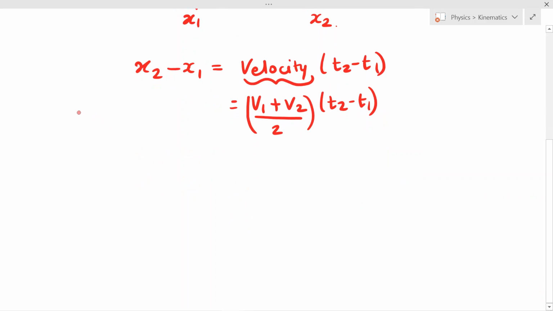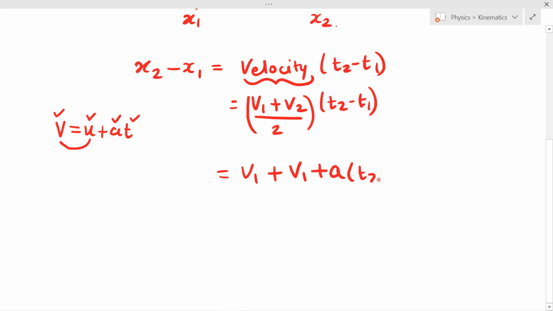Now we have already proved in our previous session that v is equal to u plus at. That is, v is the final velocity, u is the initial velocity, a is the constant acceleration, and t is the time taken to reach this velocity v from the velocity u. Now I can write it here: v1 plus v2 can be written as v1 plus a times t2 minus t1. So v1 is the initial velocity, a is acceleration, and t2 minus t1 is the time interval. This is divided by 2, into t2 minus t1.